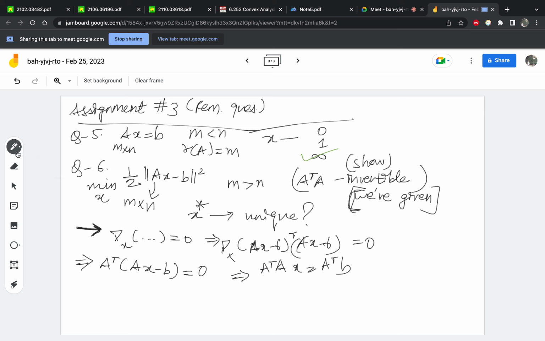So what can we say from here about x? Does an x exist? Is it unique? Infinite number of x, or what happens? Yeah, x is unique, right? Because A transpose A is invertible. Yeah. So now you see why the assumption is coming.